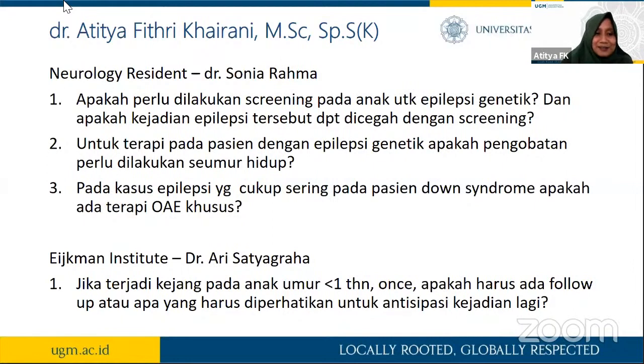Mungkin itu, Dr. Eri. Ya, terima kasih Dokter Atitya. Semoga menjawab pertanyaan ya Dokter Sonia. Nanti jika masih ada yang ingin ditanyakan, bisa bertemu langsung dengan Dokter Tia. Tiap hari ketemu Dokter Sonia.